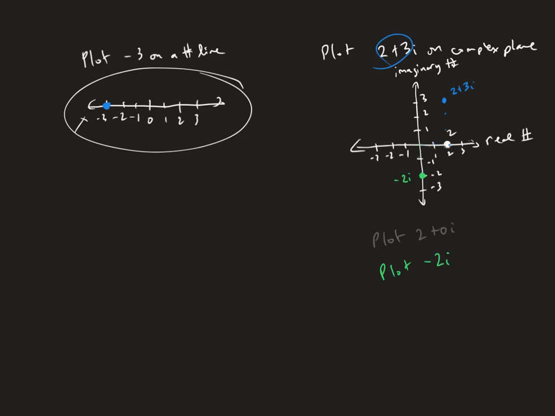So to plot a complex number, you need a plane, not a real number line. The horizontal axis is real, the vertical axis is imaginary, and you basically treat it like a point where you go over the amount on the real axis and then up or down the amount on the imaginary axis.